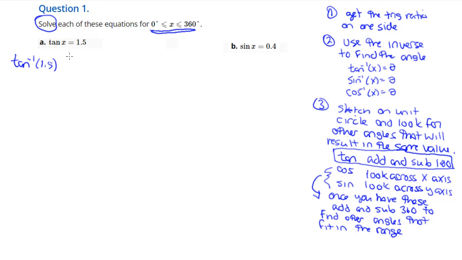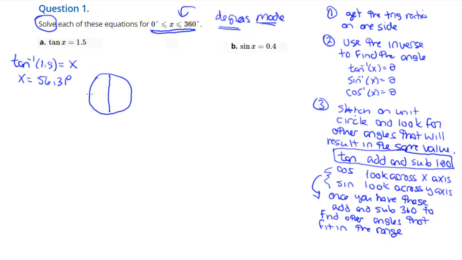If we take the inverse of tangent 1.5, we'll find that our angle is going to be 56.31 degrees, roughly. It is important to make sure that we are in the right mode for our calculators, degrees, and it's a good idea to check the range. Anyway, now we're going to draw a quick little unit circle here. If I'm going to sketch this angle, it doesn't have to be perfect, it just has to be even close. This is my 56.31 degrees.